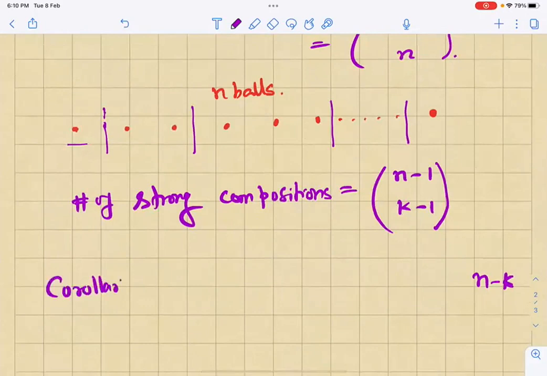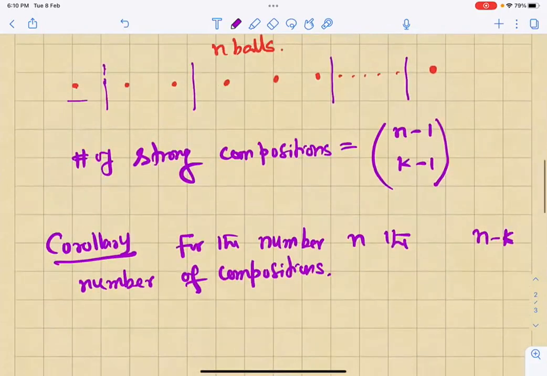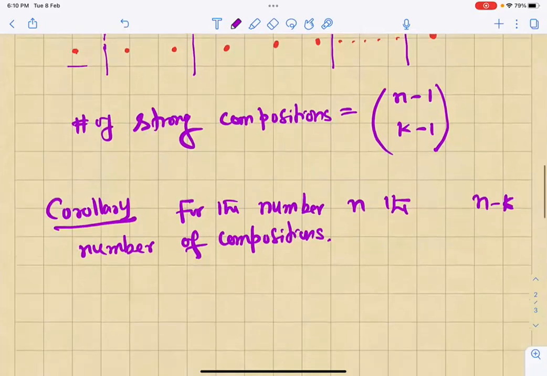And so an immediate corollary is that for the number n, the number of compositions. When I say the number of compositions, I mean it could be composed in any of the k ways. k could be 0, k could be 1, k could be 2, and k could be at most n-1, like that.